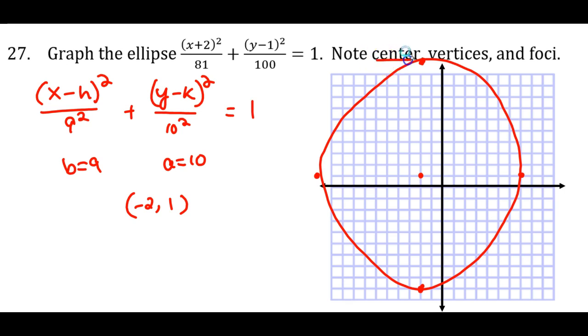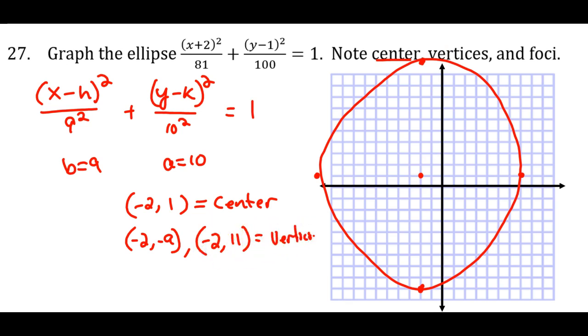Now it says to note the center, so we've got this right here as our center, so we might as well put that down, equals the center. The vertices, so we know the vertices are going to be where a is, so we've got 10 below +1, which gives us -9. So it's going to be at -2, -9. And then your other vertex is going to be 10 above that +1, which is going to give you -2, 11.